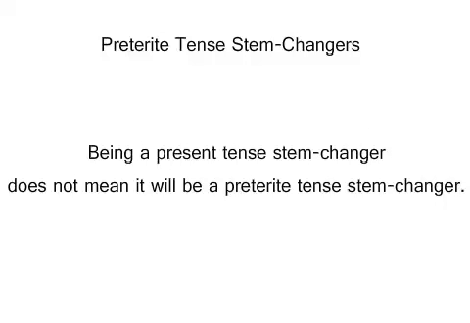First off, just because a verb is a stem changer in the present tense does not mean that it will be a stem changer in the preterite tense. In fact, only IR stem changers from the present tense are also stem changers in the preterite tense. And we'll take a closer look at that in a little while with some examples.